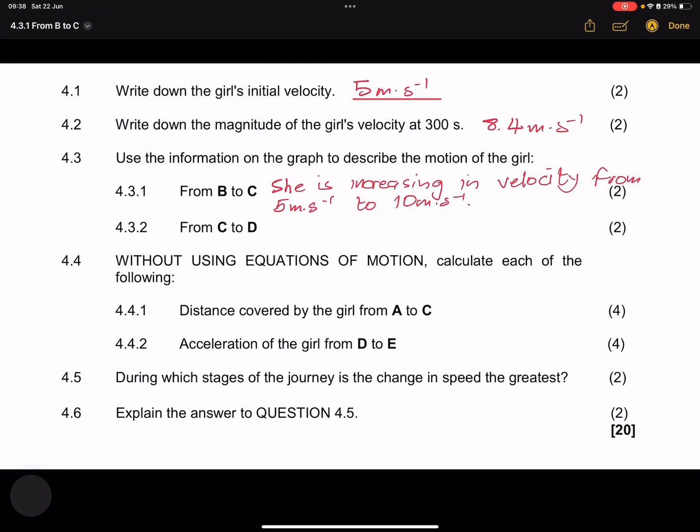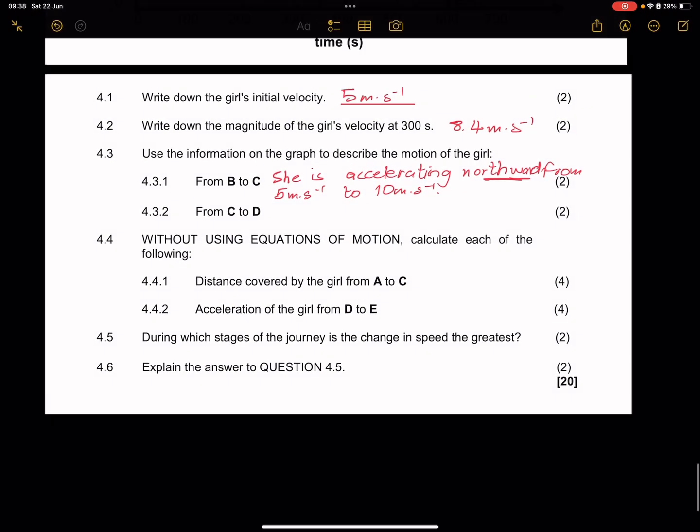You can also say that she is accelerating northwards, or you can say in the northerly direction, from 5 meters per second to 10 meters per second. Please remember that makes a difference. We are stating the direction in which she is accelerating.